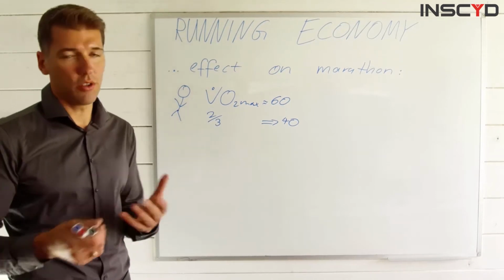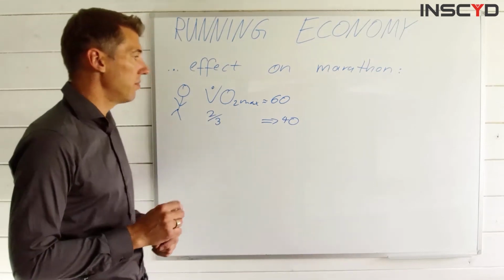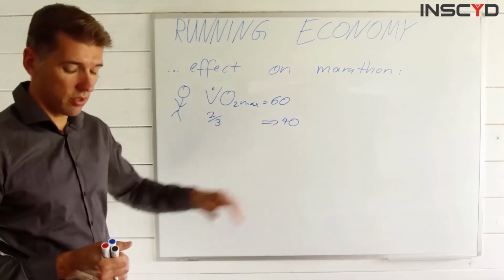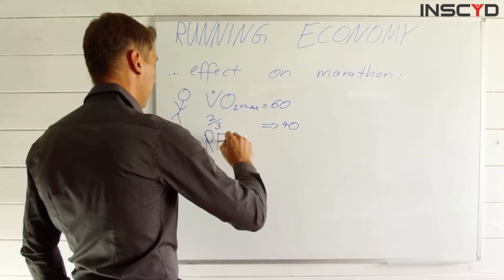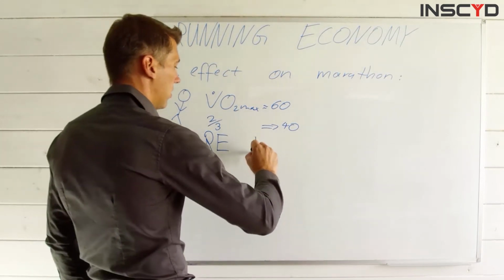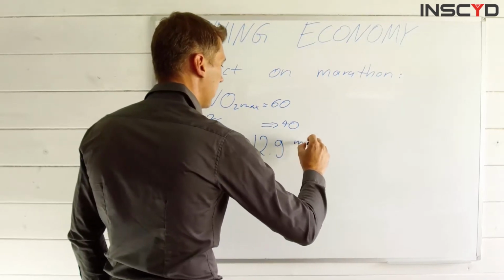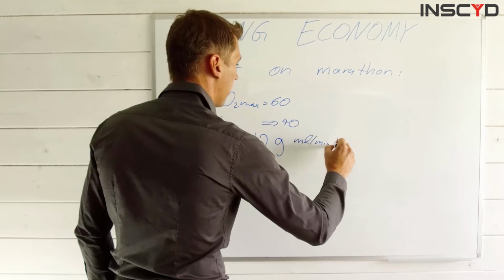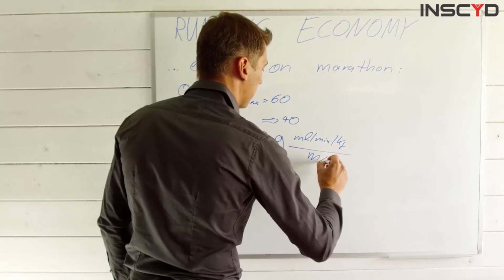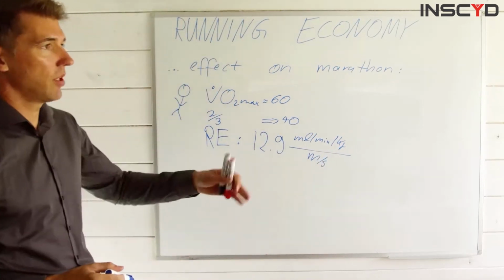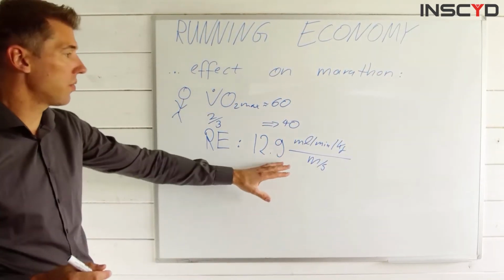So also if you are running with a running power meter, you can compare the number and say, okay, might be a decent example here, okay? So let's assume this is the marathon performance. And now let's assume the running economy, often abbreviated as RE, is a typical value of 12.9. This is milliliters per minute per kg, so oxygen per meters per second. There are different ways you can express it, per kilometer, per hour, whatsoever, okay? But for this example, let's stick with this one.